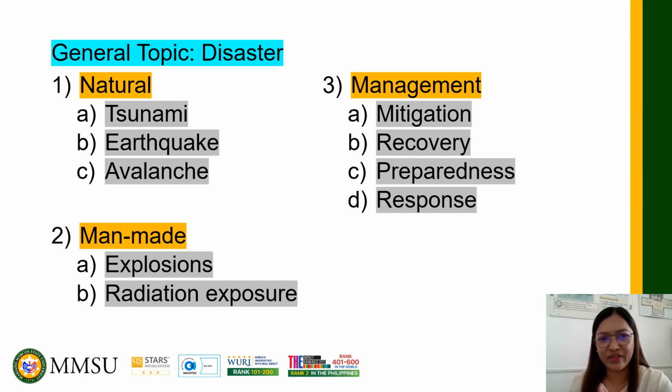Now, along with these main topics, you may be able to write down other ideas related to them, and you can cluster them according to the main ideas. For example, for natural, we have tsunami, earthquake, avalanche, and for man-made, we have explosions, radiation exposure. And definitely for management, we can write mitigation, recovery, preparedness, and response.